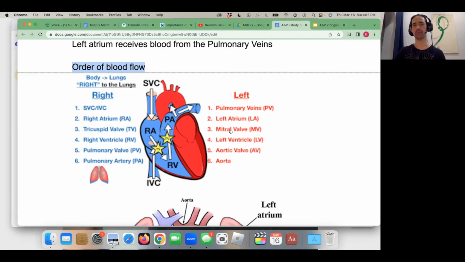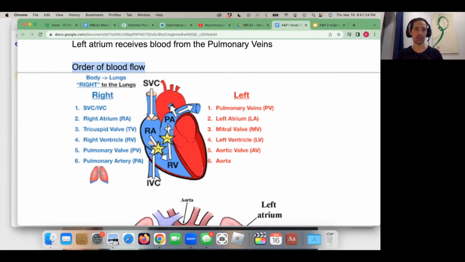Mitral, by the way, I believe refers to the shape of the valve. It looks kind of like a religious skull cap that is worn in Islam. Don't quote me on that, but I believe that's what mitral refers to, that kind of shape.